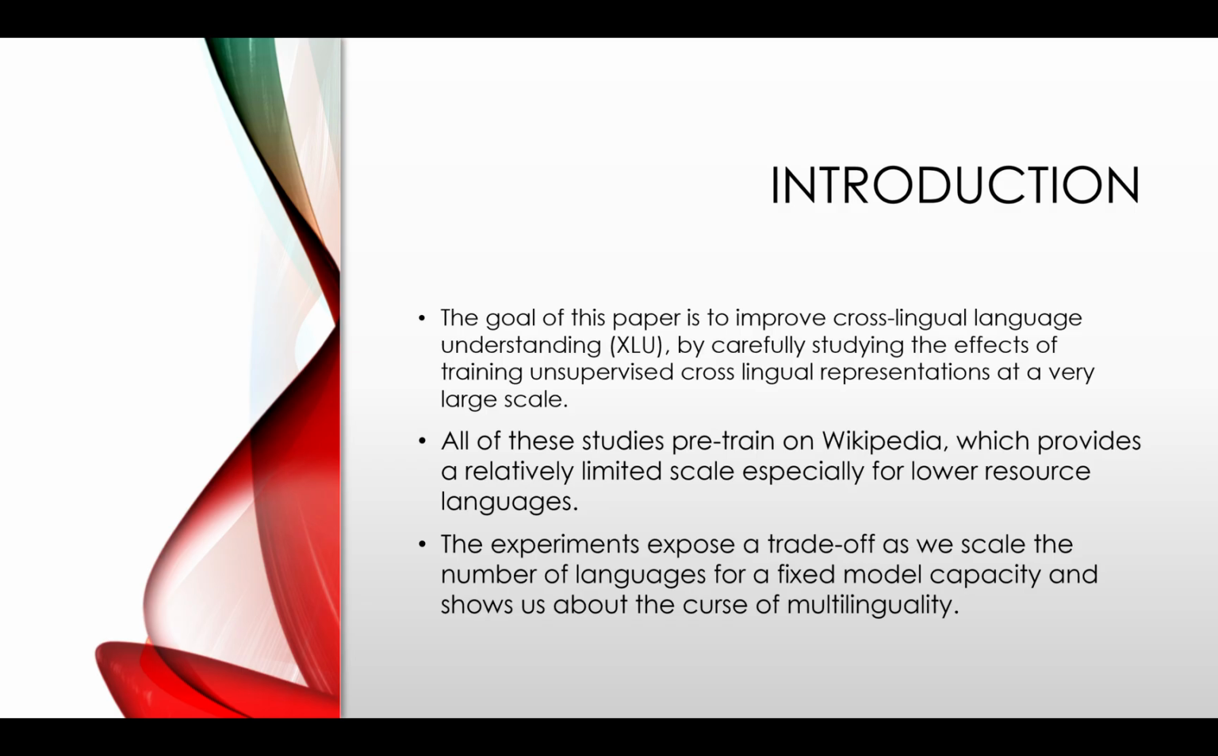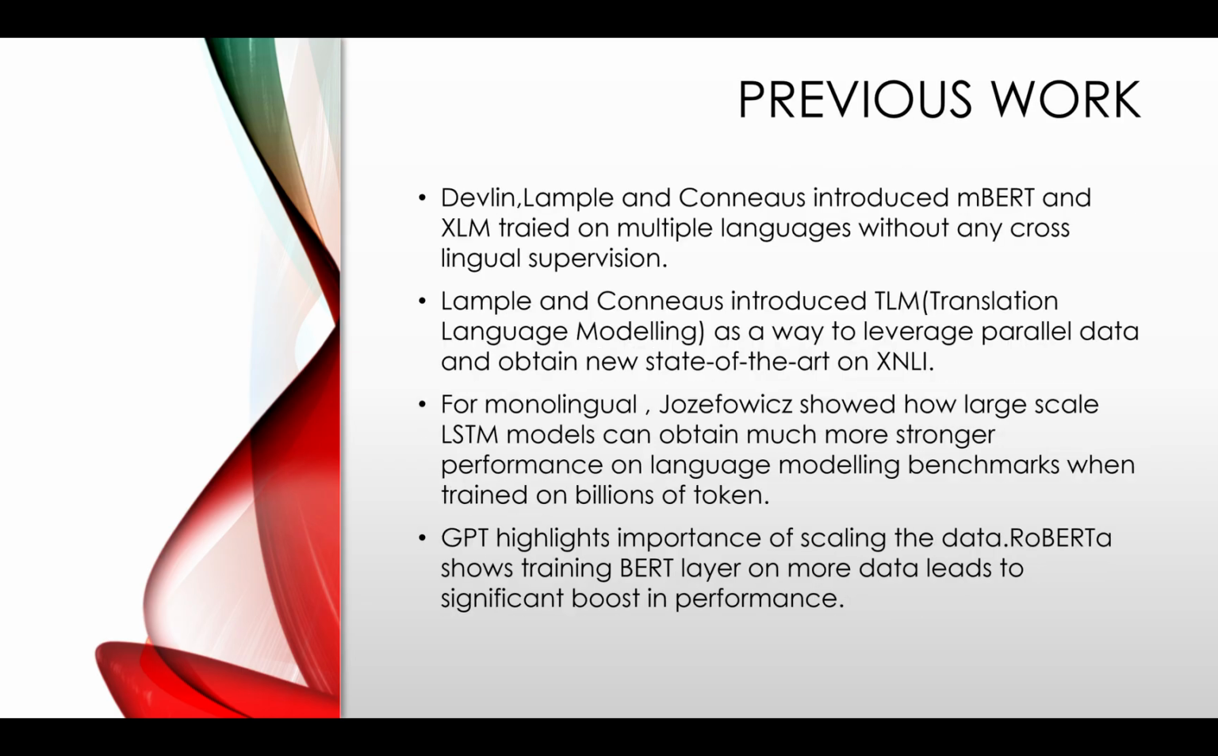Okay, so let's look at some of the previous work. Previously Devlin and Lample and Conneau introduced mBERT and XLM trained on multiple languages, but they didn't use any cross-lingual supervision. That means every language was trained, and multiple languages were trained, but there was no cross verification between two languages. But Lample and Conneau introduced TLM, translation language modeling, which was a way to leverage parallel data, and it obtained a new state of the art on XNLI.